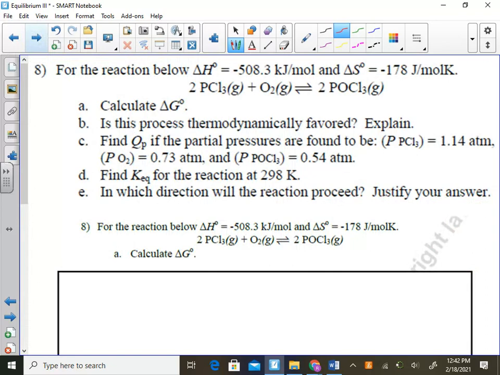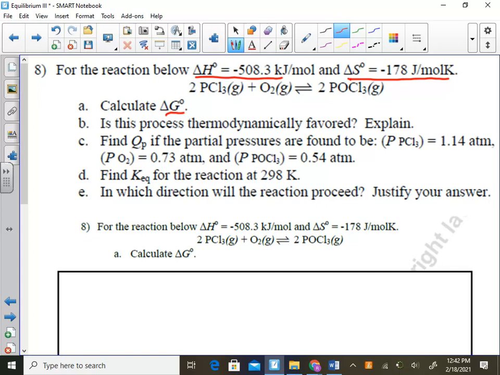Okay, last problem. Let's look at this one. This is number 8 from the problems in your homework. We're given a reaction. So we have PCl3 and oxygen going to POCl3. We're given the delta H and the delta S. Now, anytime you're given the delta H and the delta S, your first thought is, I'm given the two things that I can calculate delta G with. So probably I'm going to be asked to calculate delta G, and in fact, we are. Problem A says calculate delta G.